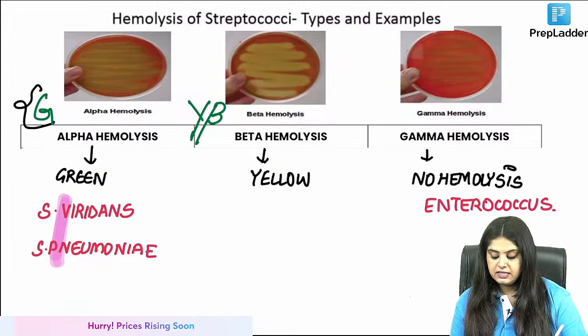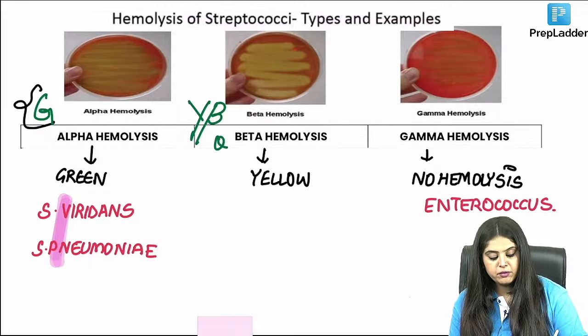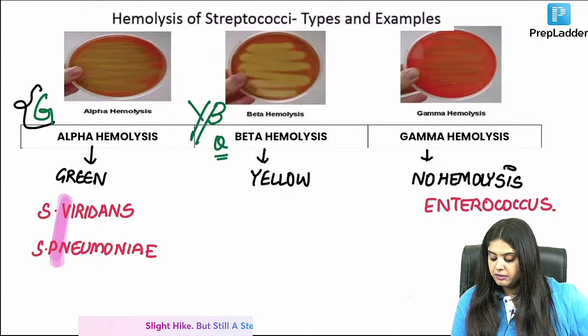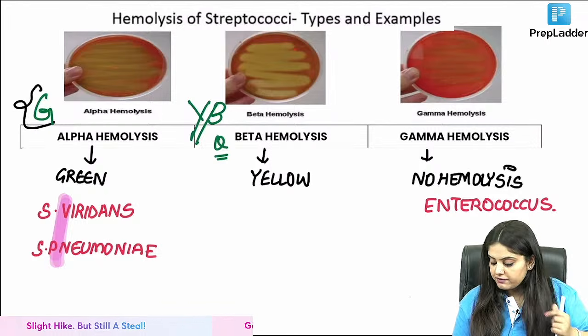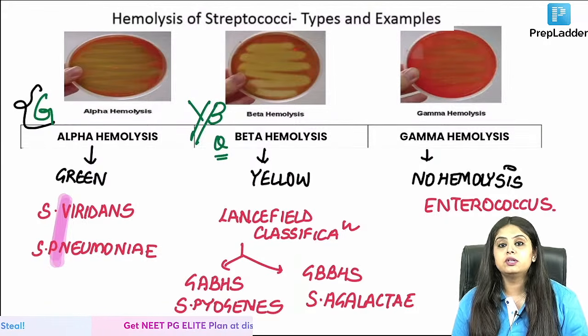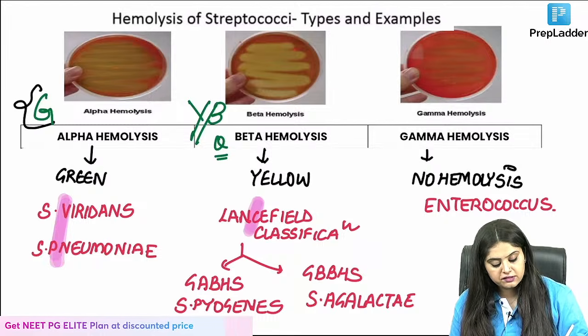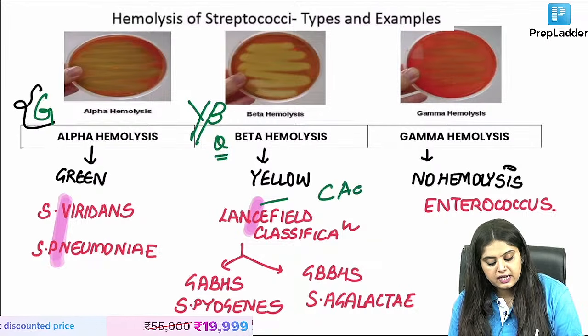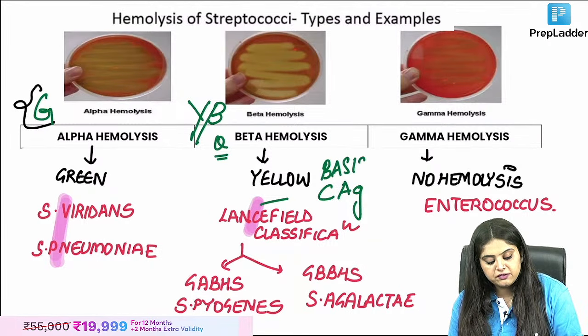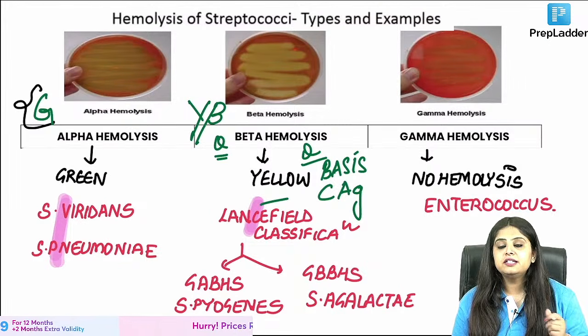What comes under beta? Anyone? Is there a classification for beta? This question is also asked, tell me quickly. What is the classification that you have? Lancefield classification. Very good. What is the Lancefield classification? It is based on the C antigen. They ask you the basis of the Lancefield classification question. It is based on the C antigen.